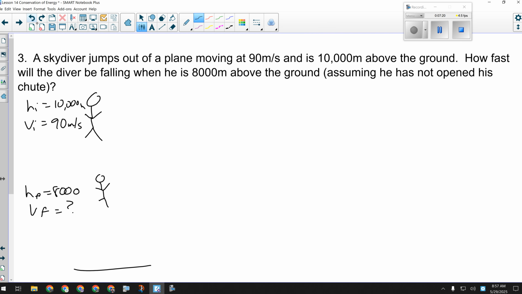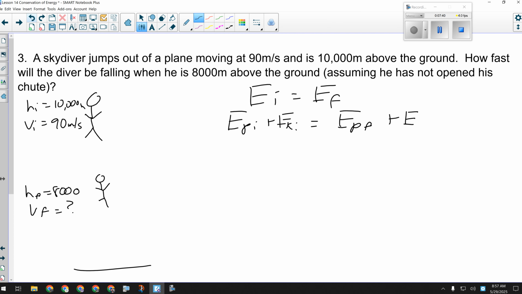All right, so we're looking for VF. There's nothing doing any work here. It says specifically that the chute is not open. They're in free fall right now. So that's going to be EP initial plus EK initial equals EP final plus EK final. Are any of those 0 in this question? No. They have initial kinetic, courtesy of the 90 meters per second. They obviously have initial potential, 10,000 meters. We're looking for how fast they're going, and it'll be faster at a height of 8,000 meters.